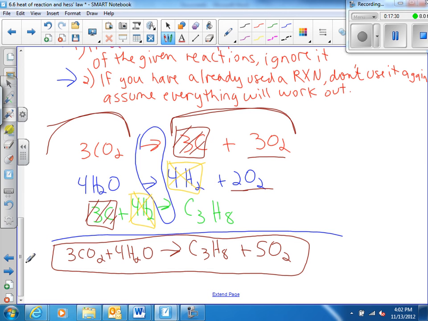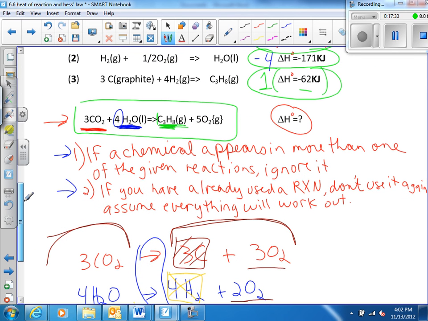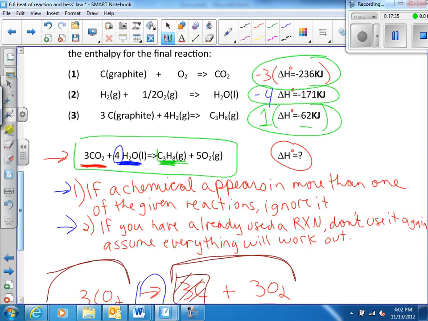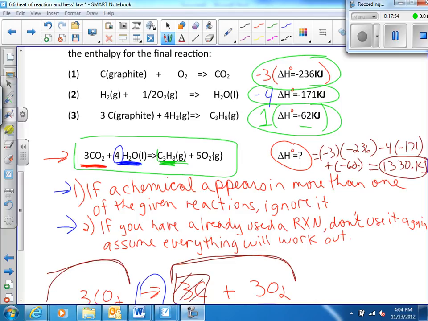So now let's go ahead and calculate delta H. So delta H will be -3 times -236 minus 4 times -171 plus -62, and that's 1,330 kilojoules. Now let's just talk sig figs real quick. Notice in all the numbers I was adding, they were written to the ones place. They were precise up to the ones place. So I have to keep my answer up to the ones place, so I leave this as is.